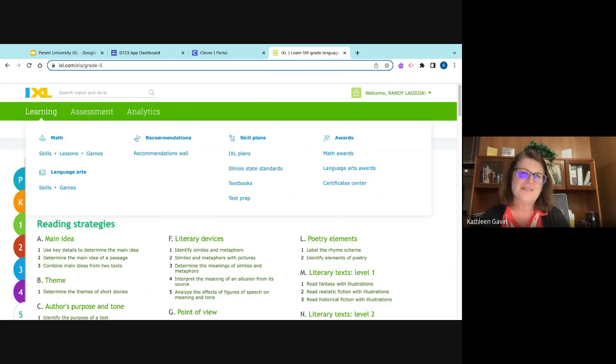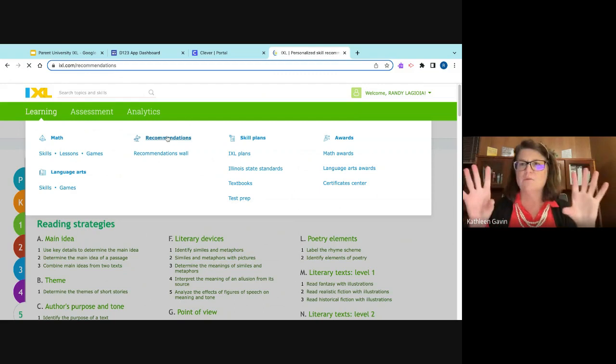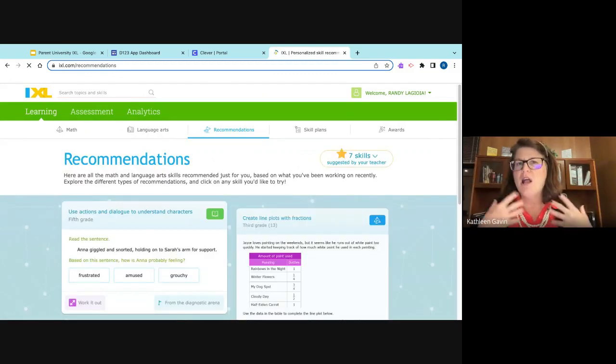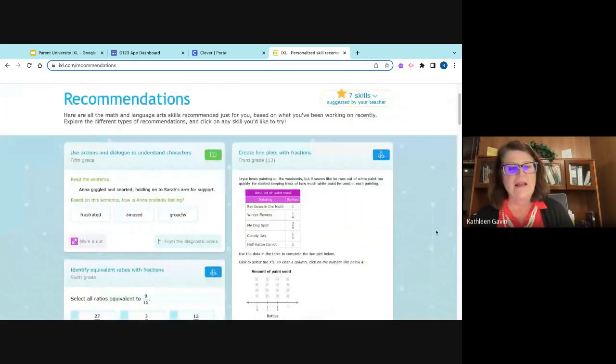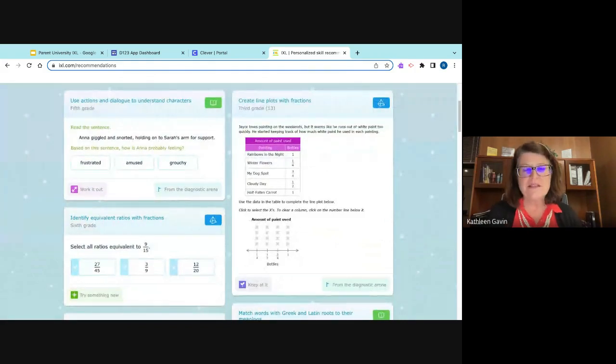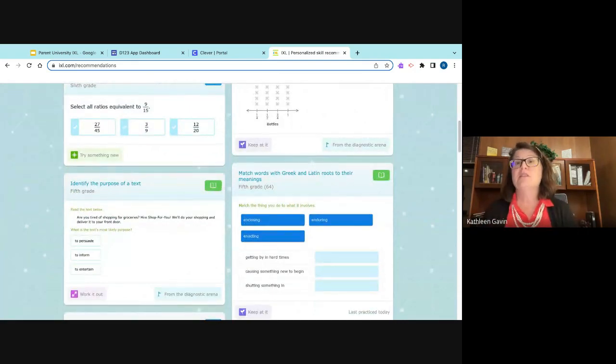So Margaret's going to share with us some ideas about how you could use IXL at home to help support your students. The first thing we're going to talk about is this idea of recommendations. When Margaret first went on to our fictitious student's platform landing page, we saw recommendations. IXL automatically populates recommendations for your child based on what they've been working on either in class or recently, or your child's teacher may have suggested certain skills based on what they're learning in class.